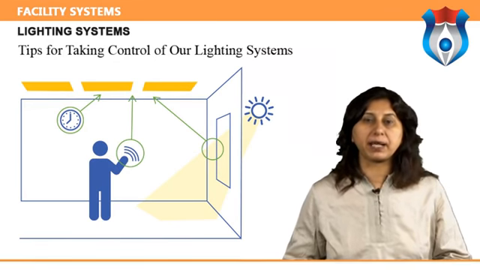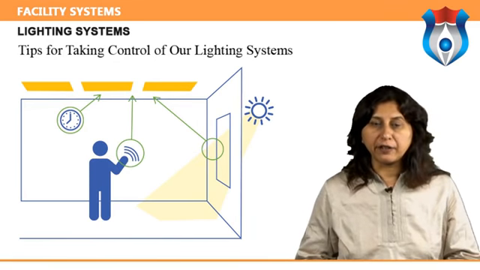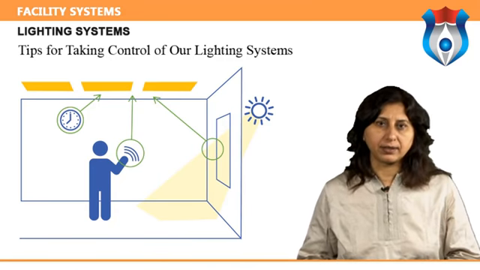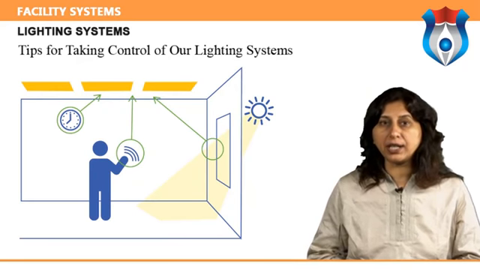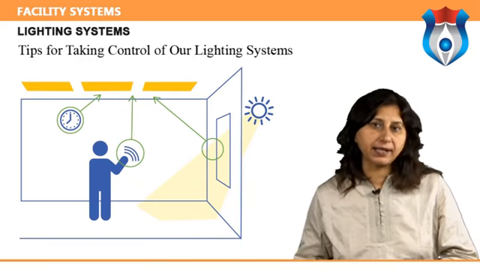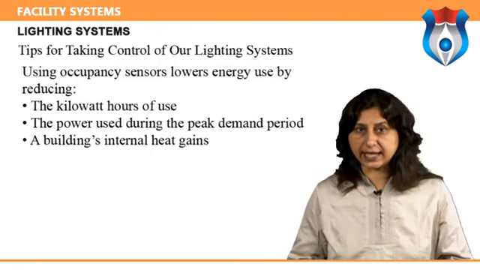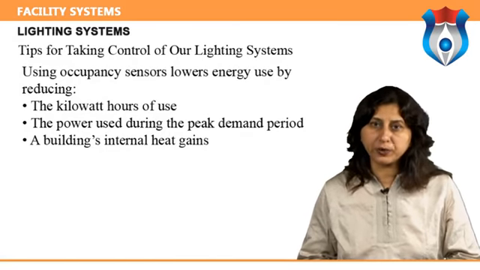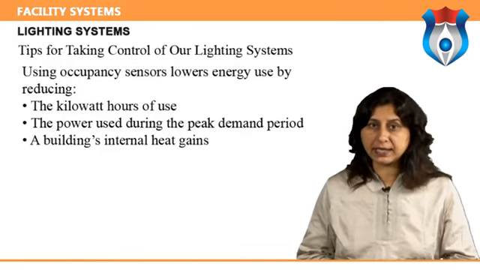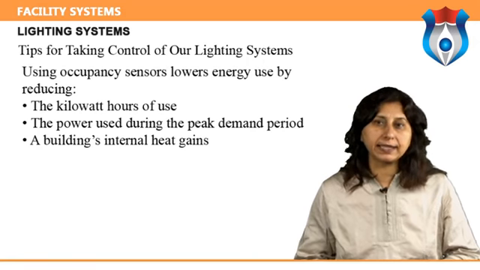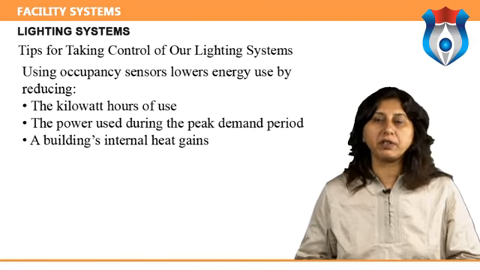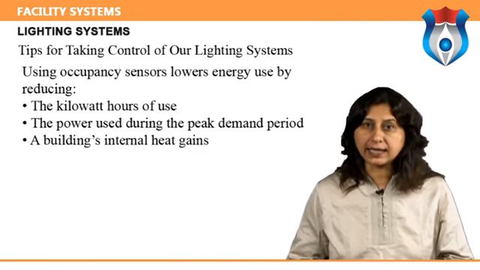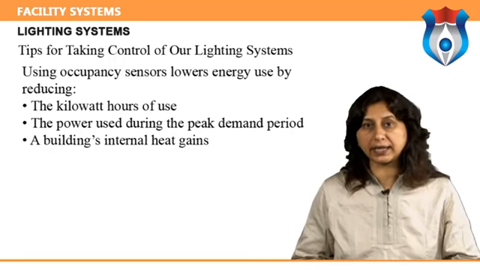Occupancy sensors have become the lighting control of choice for reducing wasted lighting energy in common area applications. Sensors can save energy and extend the life of lamps and ballasts. Using occupancy sensors lowers energy use by reducing the kilowatt hours of use and the power used during the peak demand period, either by automatically dimming lights or turning them off when they are not needed. As lighting contributes to a building's internal heat gains, cutting lighting use lowers the building's cooling needs.